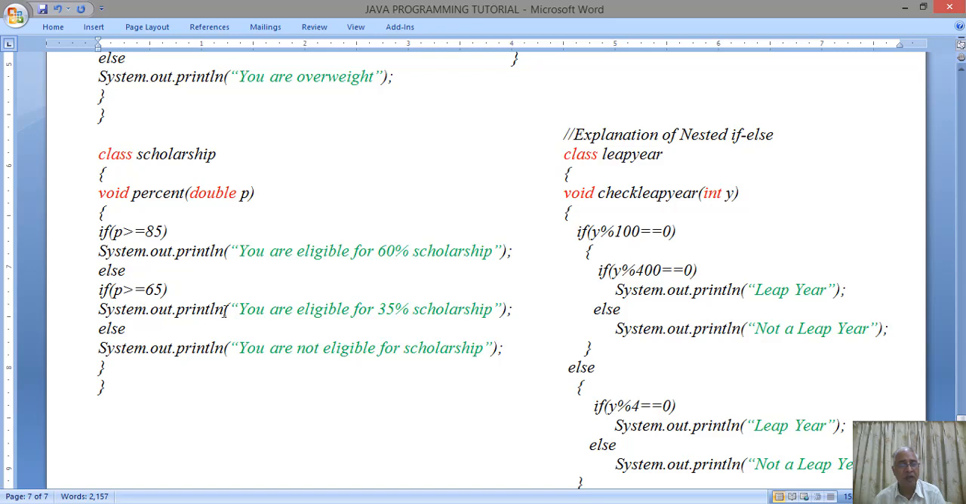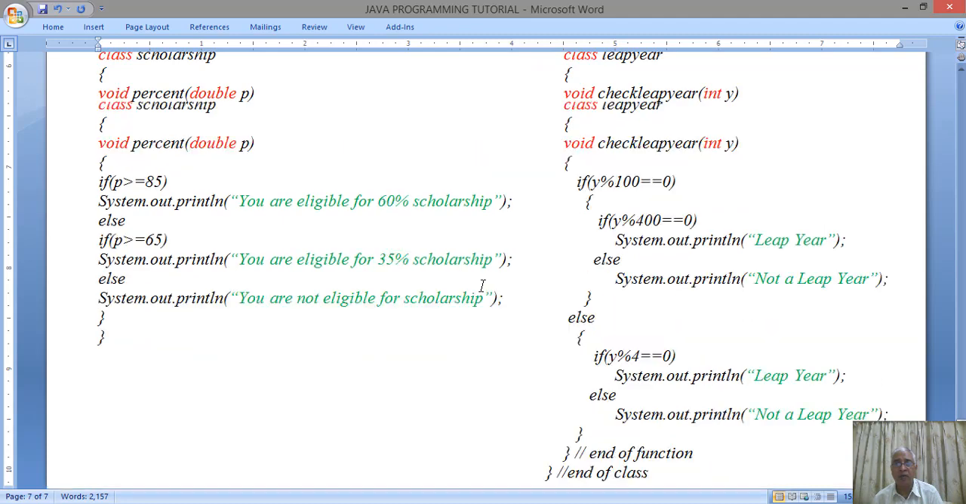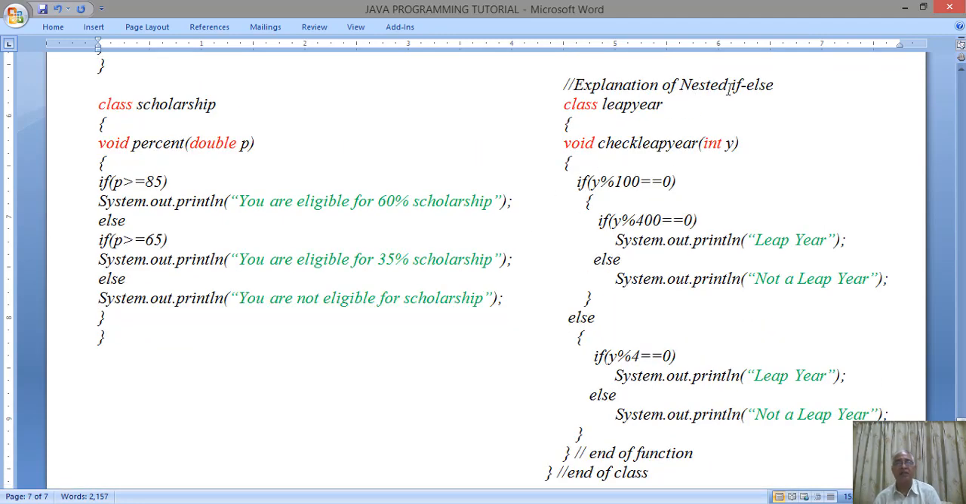So this situation comes here and eligible for 35% of scholarship, and else you are not eligible, means if the percentage is below 65, in that case he is not eligible for any scholarship. So here again I am controlling three parts. One part is above 85, one part is between 65 and 85, and the third part is less than 65. Then here a program is on explanation of nested if else.